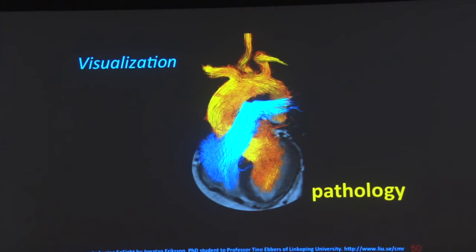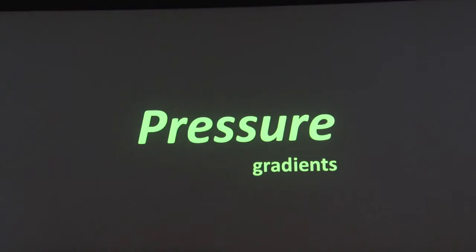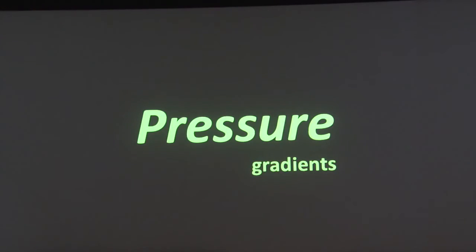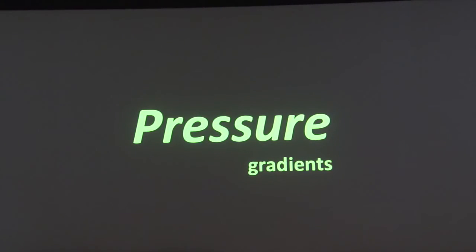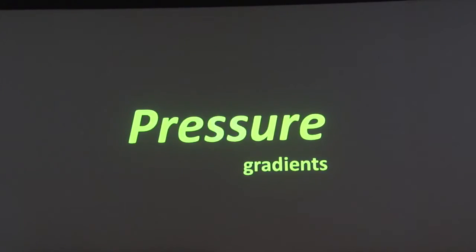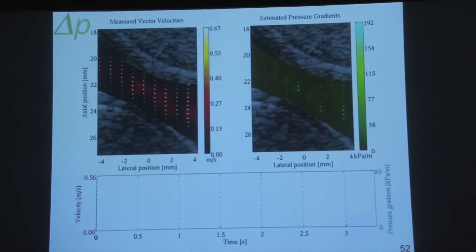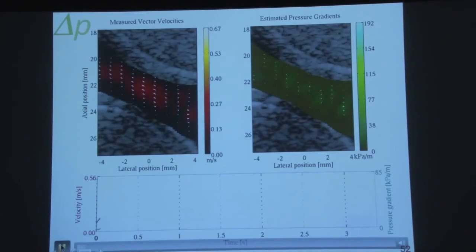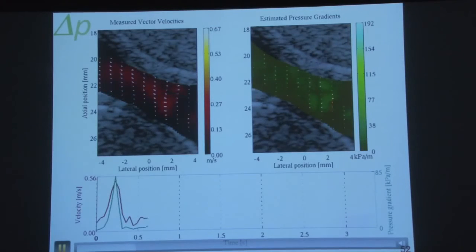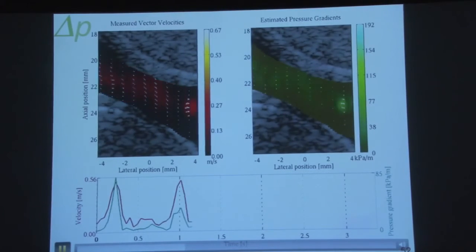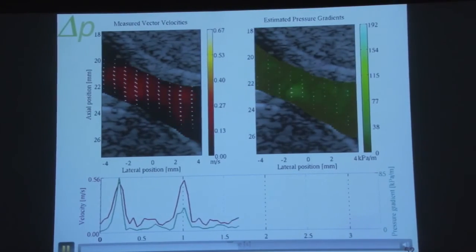And then we can also maybe even get new parameters to look at, say, for instance, pressure gradients. I have a colleague who's looking at pressure gradients, and what he's using is the vector flow data. He puts that through the Navier-Stokes equation, and then with some assumptions, he can get the pressure gradients. And we can see how here it pulsates during the cardiac cycle.